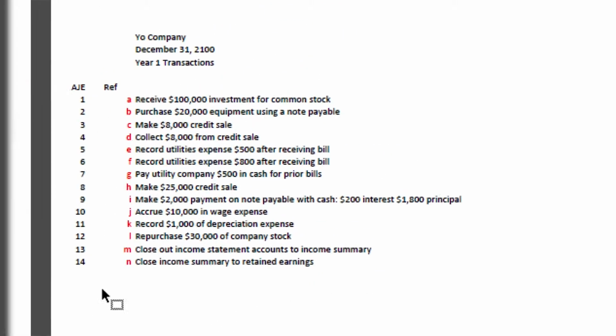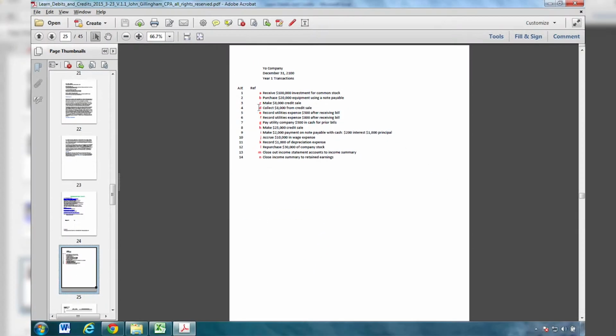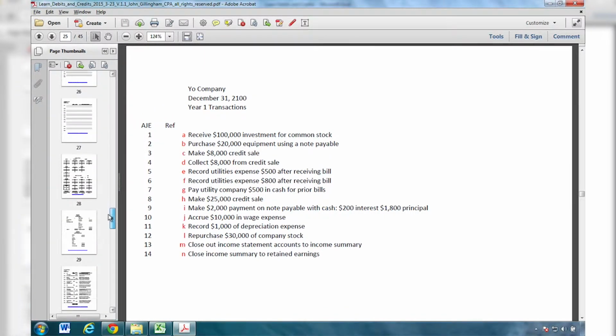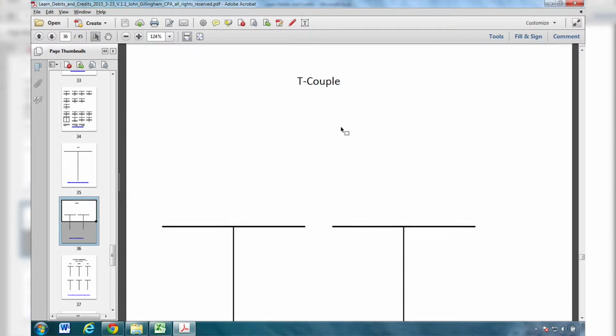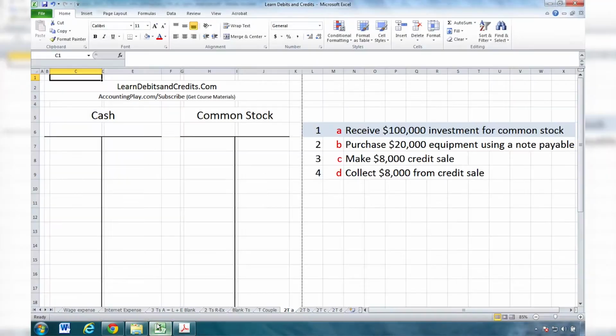Going down here, there's a lot of different material. There's this wonderful problem set called Yo Company, and in Yo Company, there's several different transactions. We're going to be covering some of the first transactions, such as receiving $100,000 for common stock, purchasing equipment, credit sales, things like that. Something that may be of use to you is the T couple, two different T accounts. You can go ahead and print that out, utilize this however you wish. Now, let's get right into it.